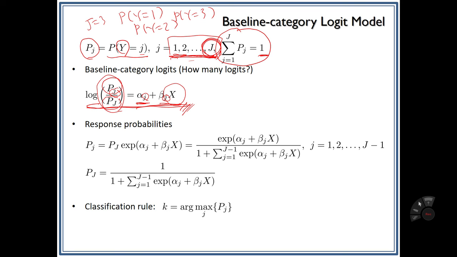Then I want to give you a question at this juncture. How many logits do we have to have in the case of J classes? How many logits?